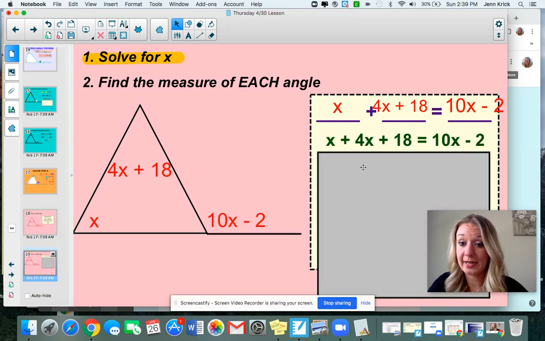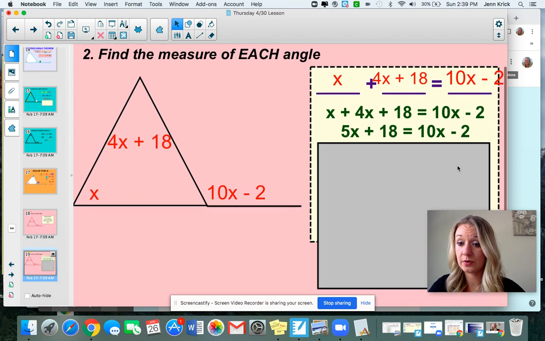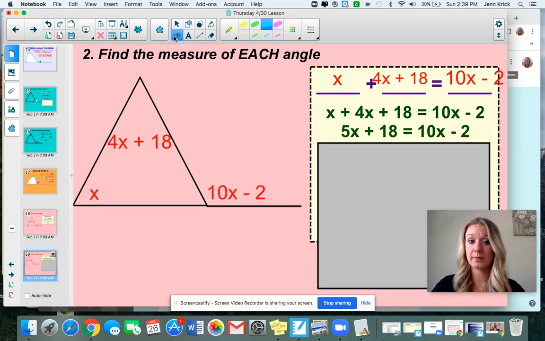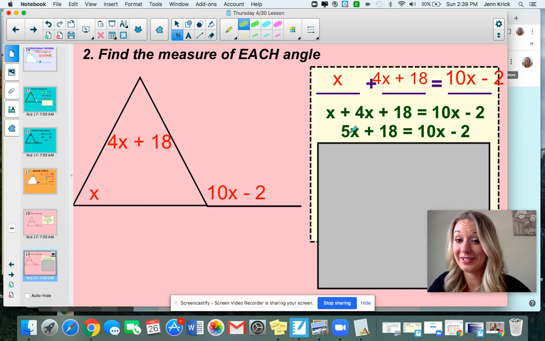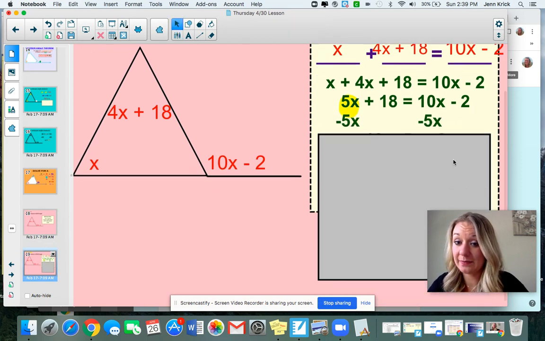Then we can combine like terms. I know 1x plus 4x gives me 5x. And now I've got 5x plus 18 equals 10x minus 2. This is just variables on both sides. So ask yourself, what's smaller, 5x or 10x? And hopefully in your head you're saying, it is 5x. So that means we'll subtract 5x from both sides.